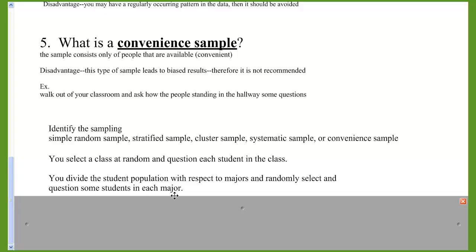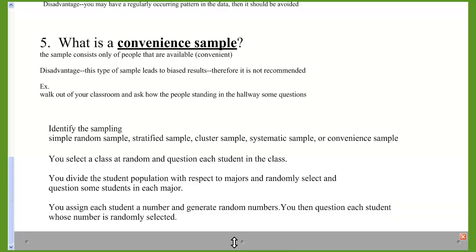The next one, you divide the student population with respect to majors and randomly select and question some students in the major. So you've divided them up, and you're going to question some of them. That's stratified.